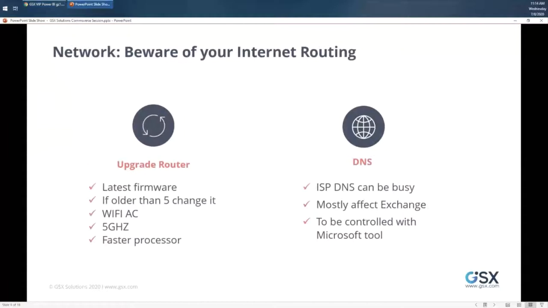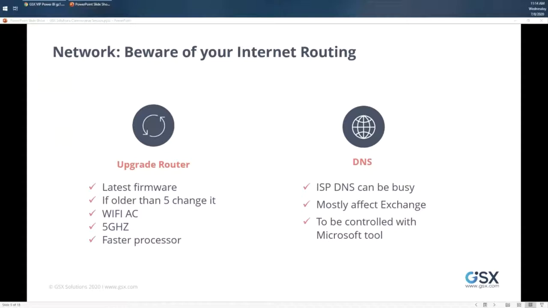Next is, of course, the internet routing: the router, the basics, and the DNS. We work with something like 400 large customers and with large partners that are deploying Teams, and problems with Teams really often come from basic things like the router or Wi-Fi. Wi-Fi is the single most common point of failure of Teams service quality.